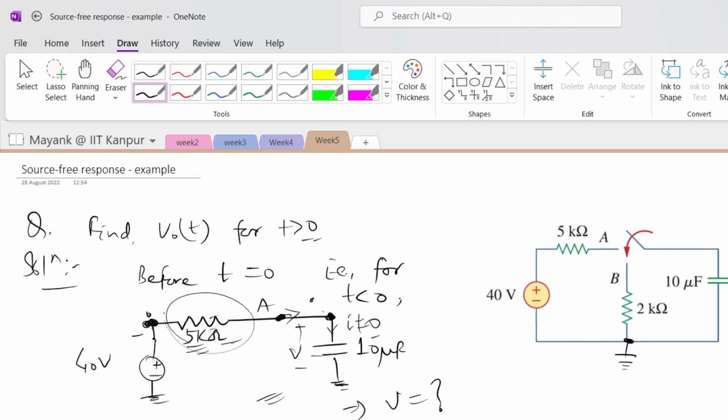So what is the voltage at this particular node? Let's say it's V in. V in is equal to 40 volt. You see that there is a voltage source connected between V in and the reference. So this is 40 volt. The same voltage will be appearing here also, so V here will be equal to 40 volts.